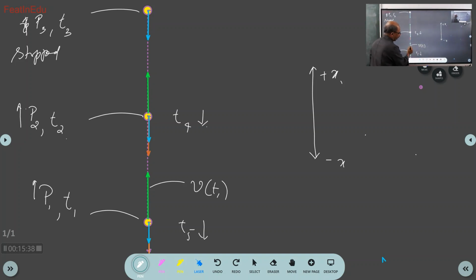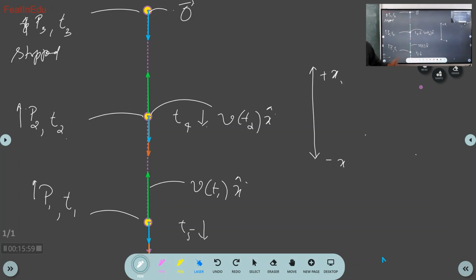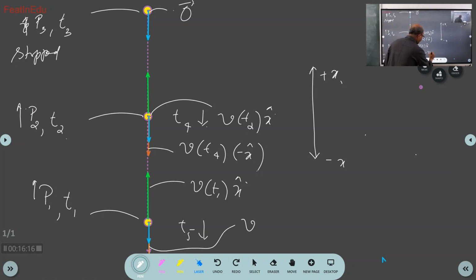Now, what should I write here? What is the velocity, this green one? VT1 x cap. Right. And here? VT2 x cap. Right. And here, it is 0 bar. Got it? So it has stopped. Now it is coming down, so for that I am using this brown color velocity vector. What is the velocity vector here? VT4 minus x. Excellent. And here, VT5 minus x. Got it?